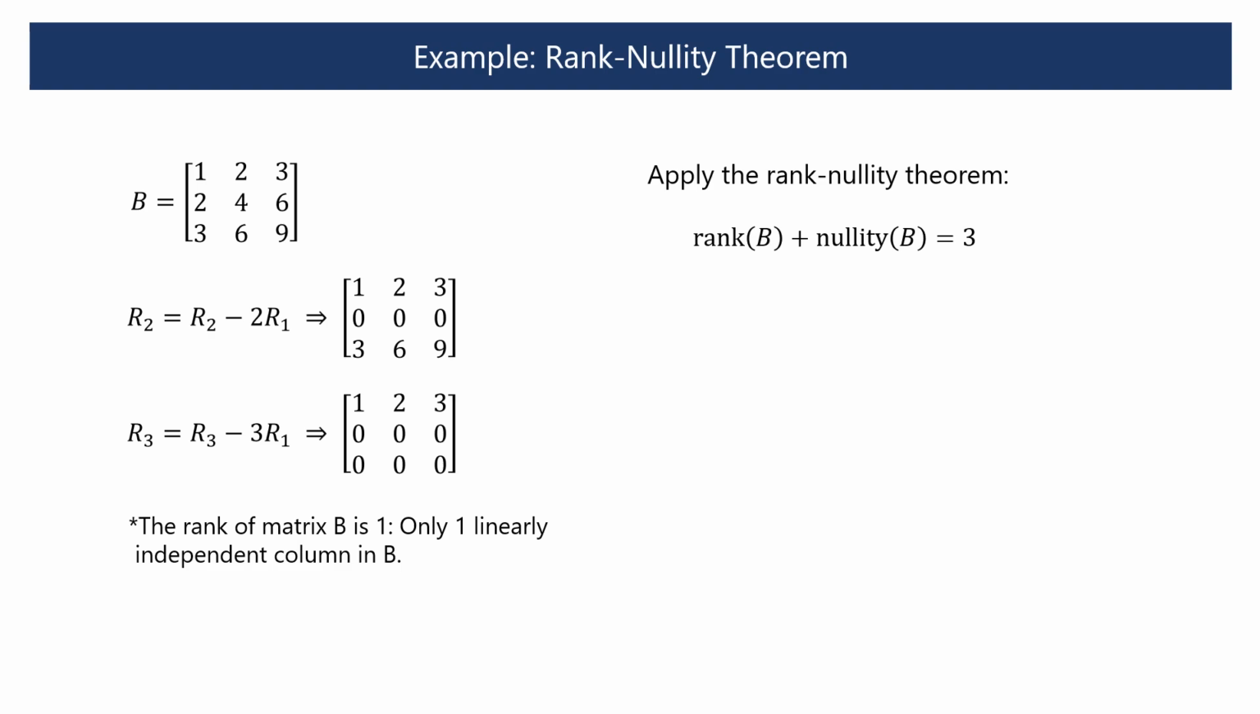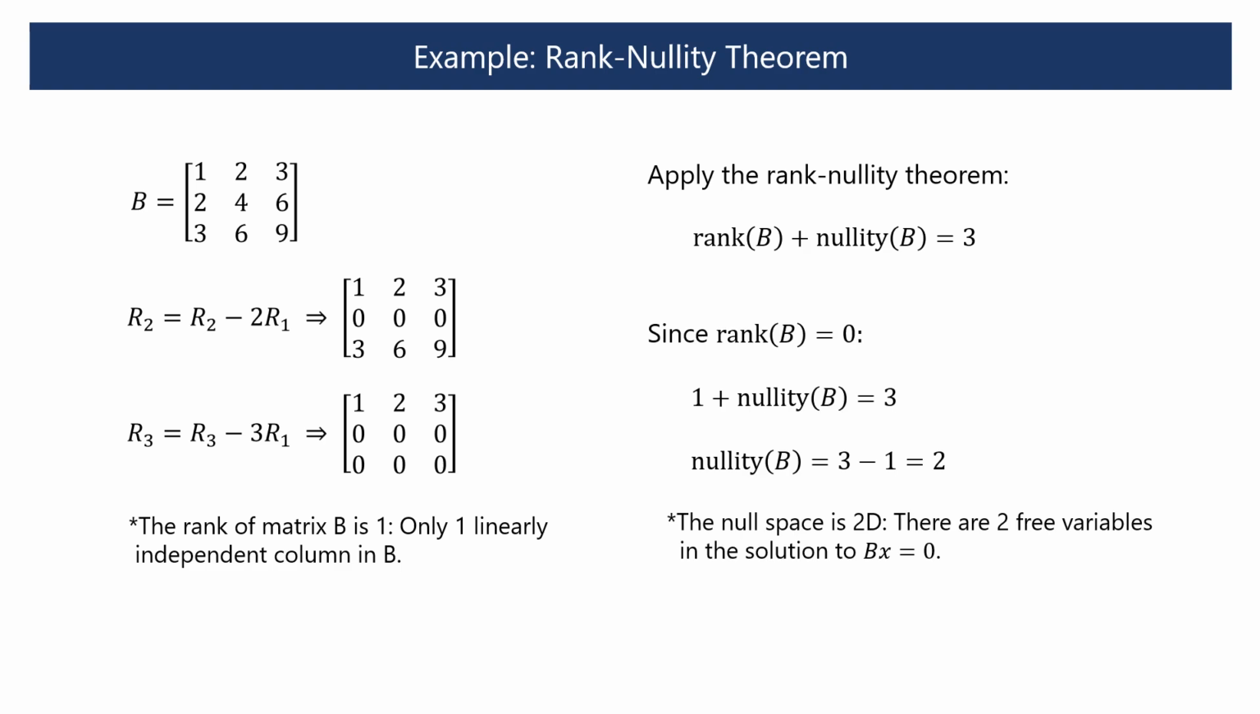Now, apply the Rank-Nullity Theorem. Since rank B equals 1, we have 1 + nullity B = 3. And thus, nullity B = 3 - 1 = 2. The nullity of B is 2, indicating that the null space is two-dimensional. This means there are 2 free variables in the solution to the homogeneous equation Bx = 0.